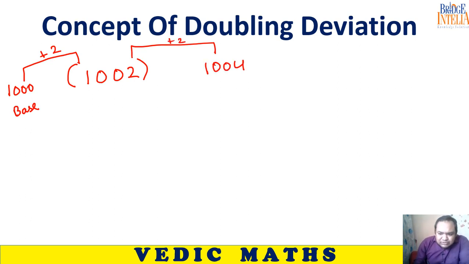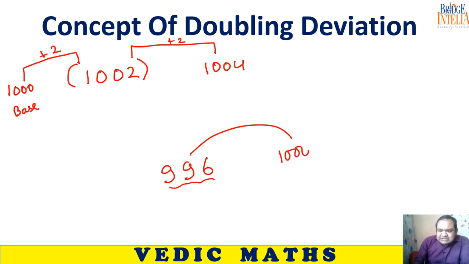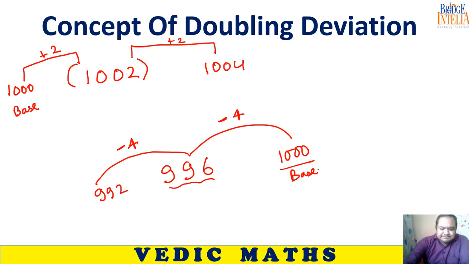If I ask you to double the deviation of 996, so what will be the value after doubling the deviation? The given number is 996. This is just behind base. Base is 1000. So, this is -4. That means 4 steps backward. You have to send it another 4 steps back. So, this becomes 992. So, this is the concept of doubling the deviation.